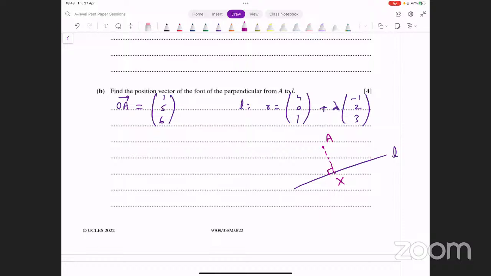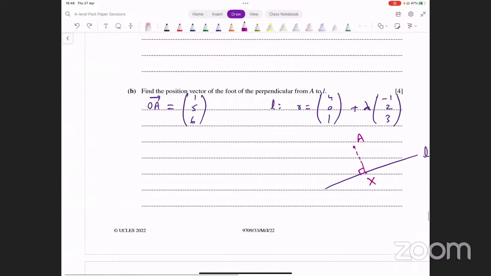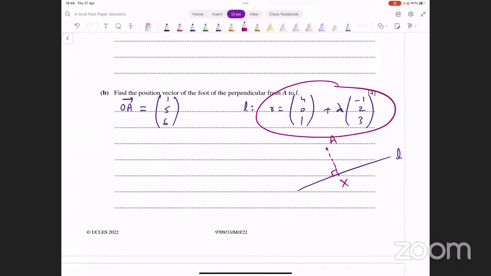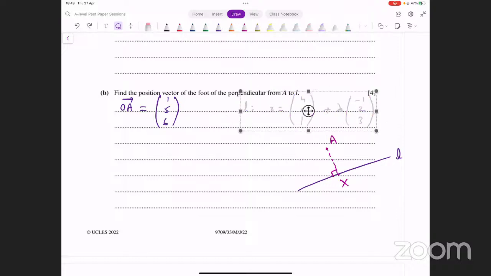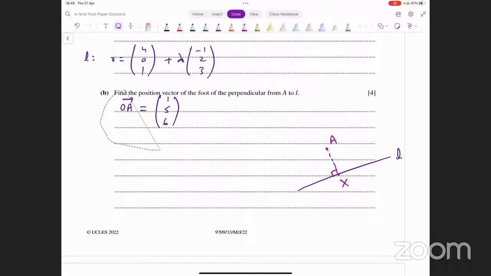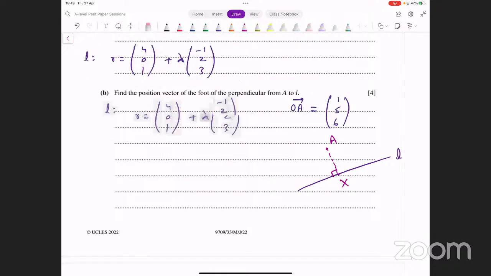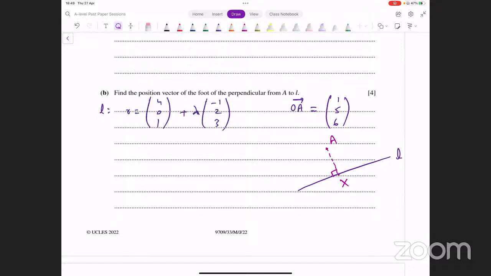Now X is a point that lies on the line L. L के ऊपर lie करता है, तो X का position vector किस form का होएगा? वो line L की equation की form का ही position vector होएगा. ठीक है, जो line L की equation है उसी form का आपका point X का position vector होएगा. ये आपकी line की equation है. क्योंकि point X line के ऊपर lie करता है, जो X का position vector होगा वो क्या होगा? That's going to be of this form: 4 minus lambda, 0 plus 2 lambda, that's just 2 lambda, 1 plus 3 lambda.